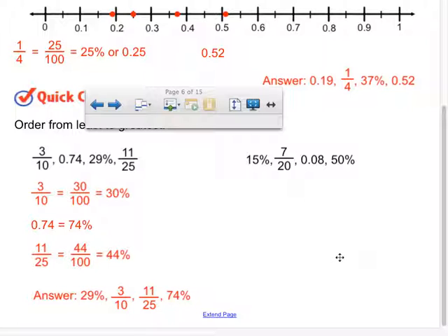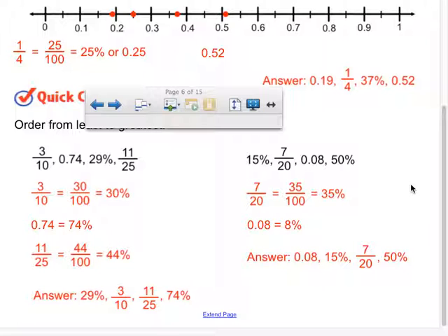15% or 15 hundredths, okay. And then what? 7 over 20 or 35 hundredths. You guys get 35 hundredths for 7 over 20? And then the last one? 50%. That's correct. Again, you could have made these all decimals or made them all percents.